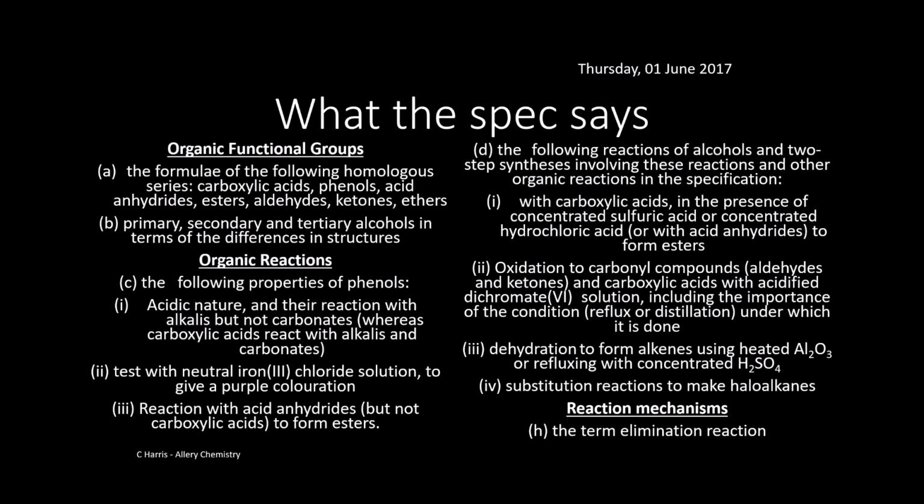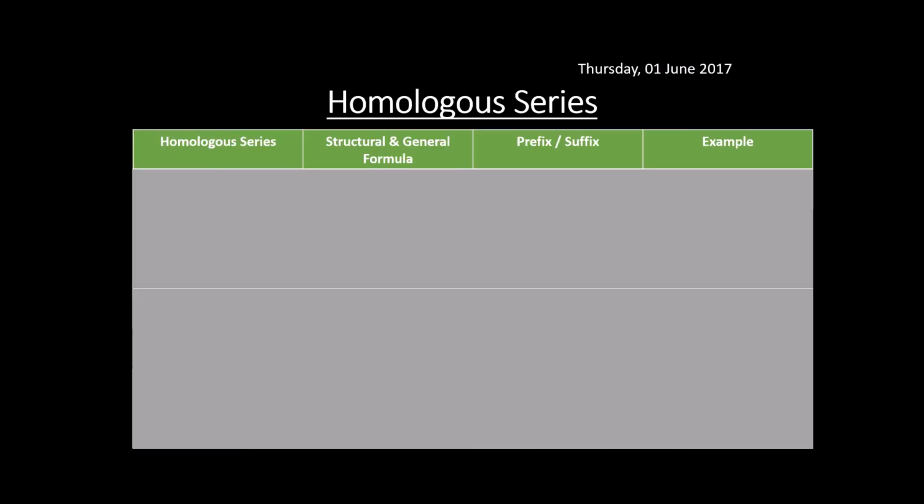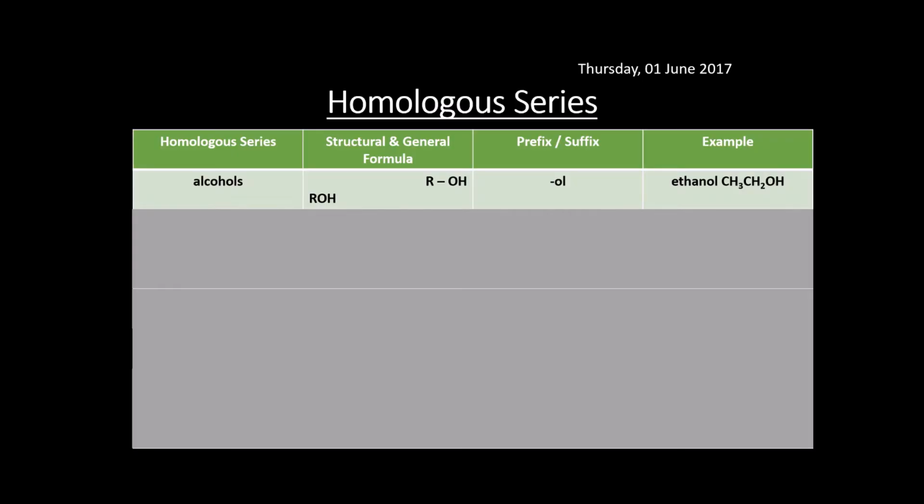Okay, so like I say, this is dedicated to OCR Salters, and it matches the specification as you can see here from the syllabus. So we're going to start by looking at homologous series. We need to know very specific functional groups that you probably could see in your exams. The first one is alcohols. Alcohols have the OH group, and I've drawn the structural and general formula for both. This is showing the structural because we're showing the bonds, and this is showing the general formula, which is ROH. They all end in -ol.